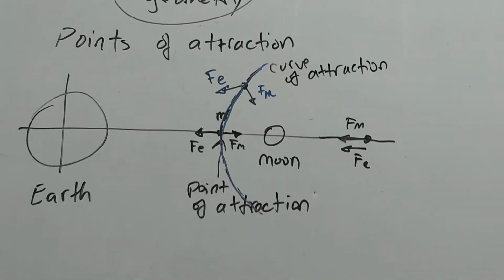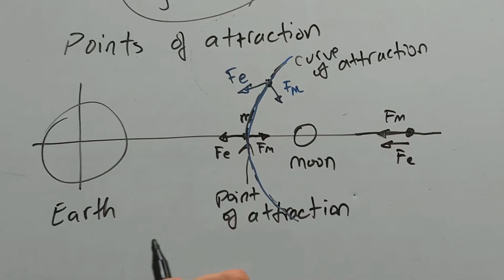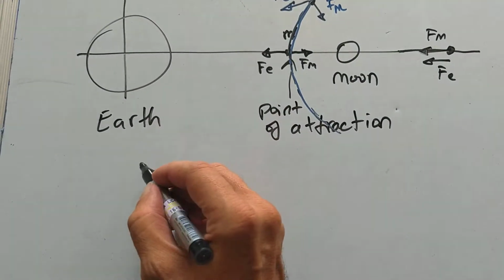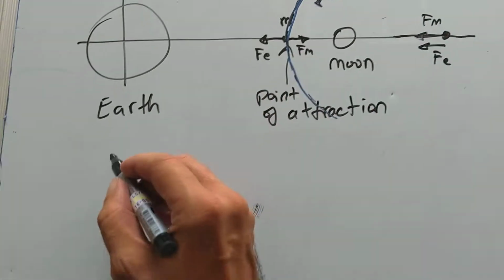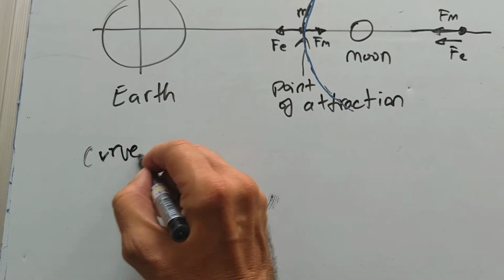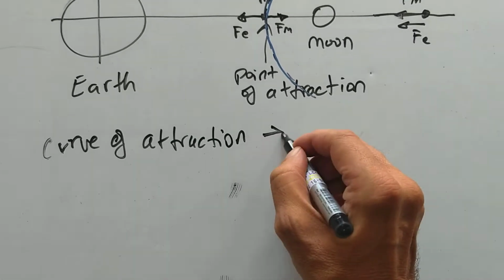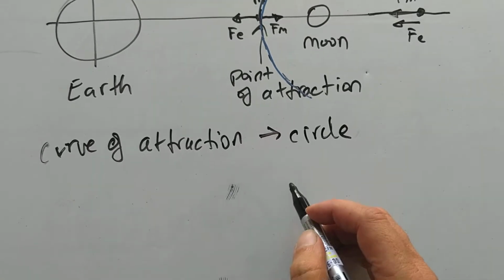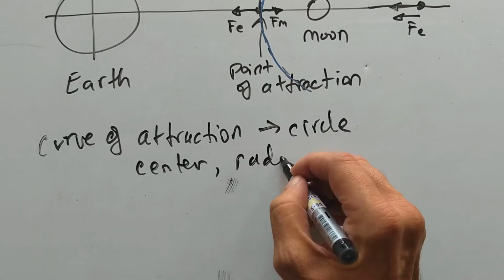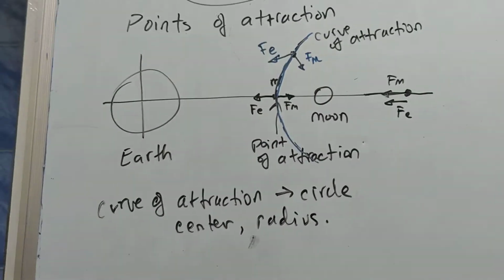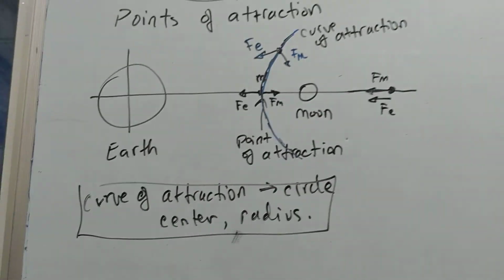Now I'm going to do something that you don't always see when you see this problem done, and that's this. We're going to prove that the curve of attraction is actually a circle. So we're going to prove this, and we have to find its center and radius, and then we're going to draw all of this. Okay, so this is what we want to prove.